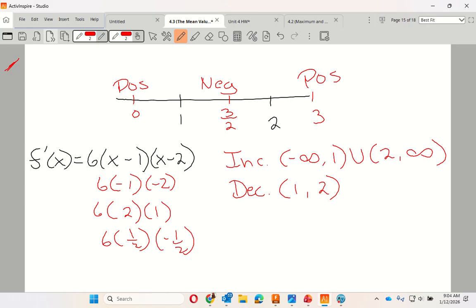Number lines. It's going to help you out for a lot of the stuff that you're going to be doing here. Because we're going to have not just first derivative tests, but we're going to have second derivative tests.